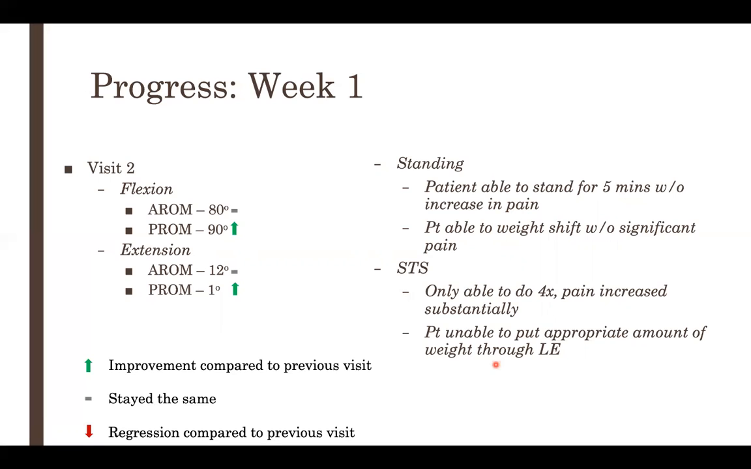She was also unable to put the appropriate amount of weight through her right lower extremity when transferring sit to stand. In this corner, I have symbols that will indicate whether active or passive range of motion or another intervention was effective, if it stayed the same, or if she regressed compared to the previous visit.